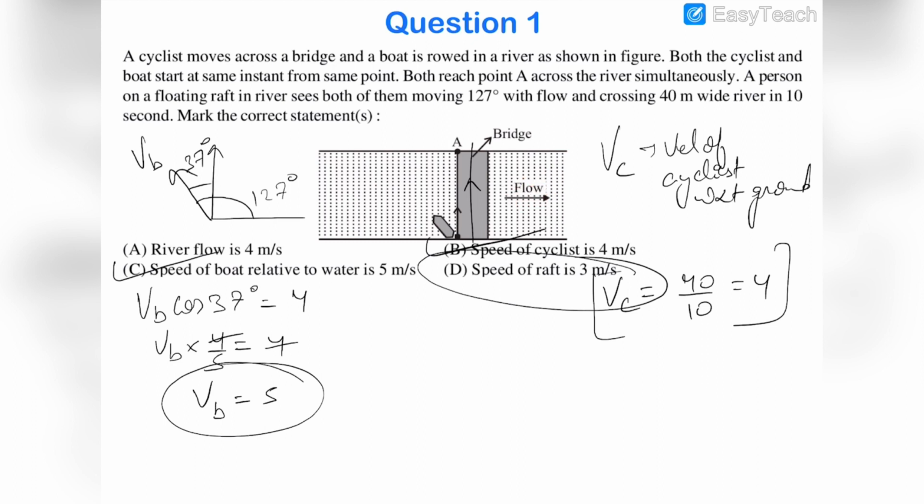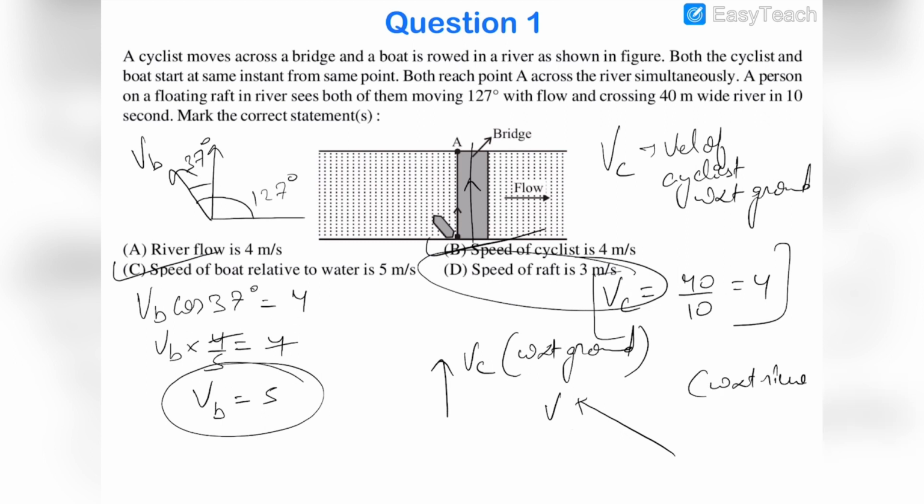See, you know that the cyclist is moving only along this path on the bridge, but this is with respect to ground, but with respect to the river, the cyclist is moving like that with some other velocity. This is with respect to river, because the velocity of the river would also be added in this velocity, and this would be the case. So this angle is also 37.